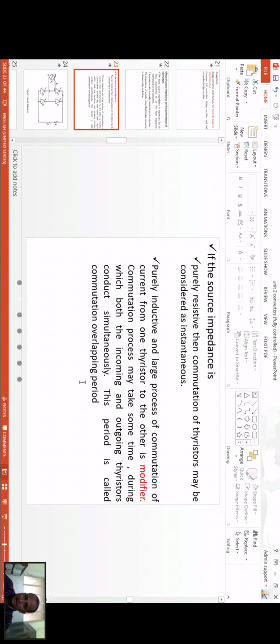But what happens if there is a source impedance? Both thyristors conduct simultaneously. It does not stop conducting when the other thyristor is conducting. If there is a source impedance, both the incoming and outgoing thyristors conduct simultaneously, so there is something like overlapping.